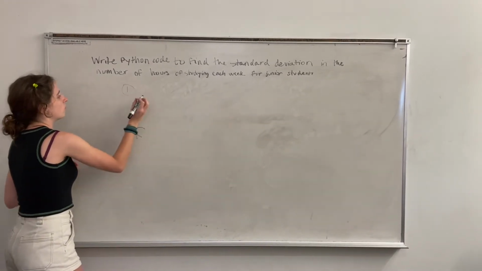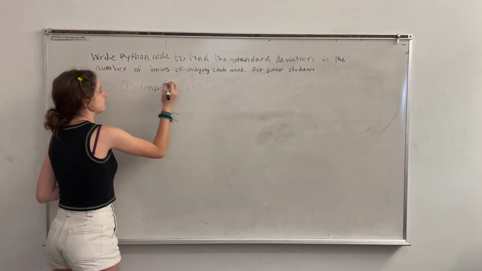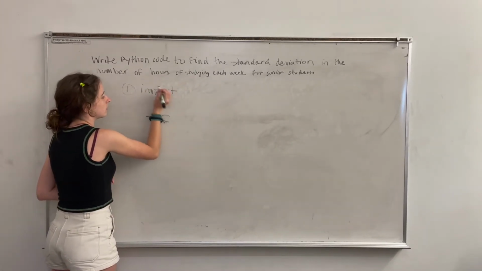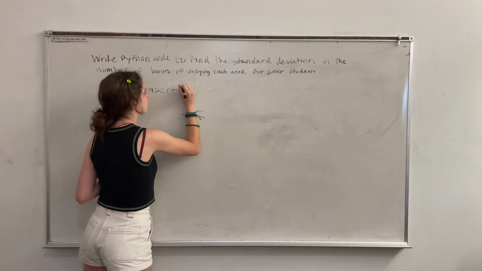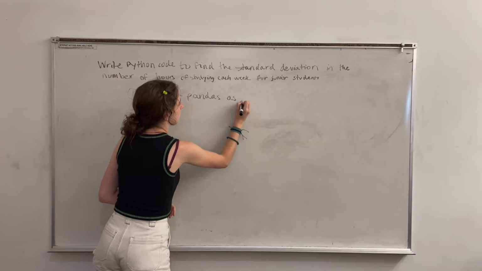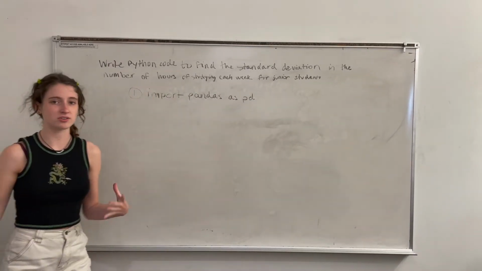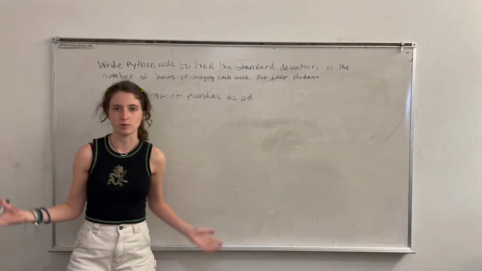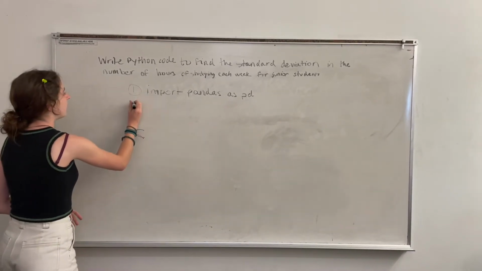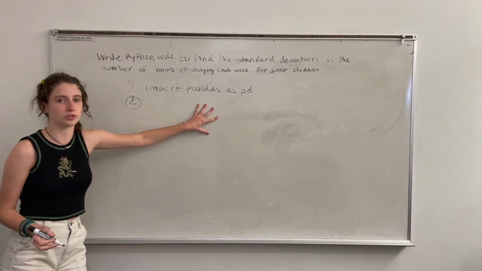First, we have to import pandas. Sorry, this marker's kind of dying. Import pandas as pd, as always, so you can access our functions and all the stuff in the library we need for data frames. And second, we're going to start doing row selection to only get the junior students out.